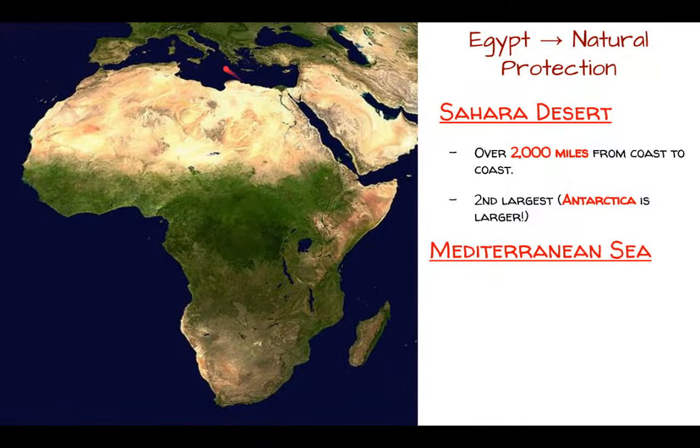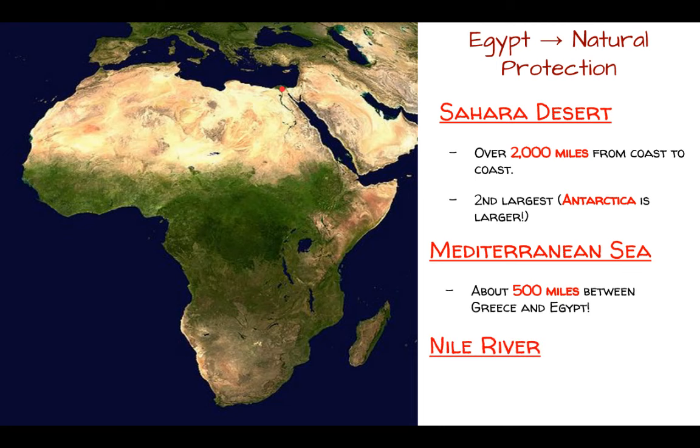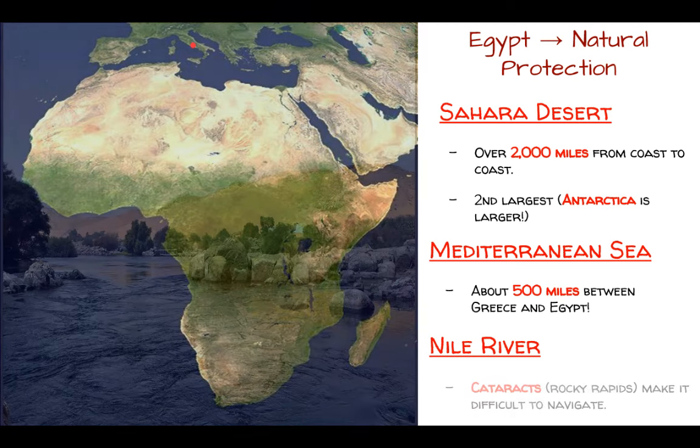The Mediterranean Sea to the north, right up here. It's about 500 miles from ancient Greece to sail across the Mediterranean Sea into northern Egypt. So again, a really good buffer between Egypt and Greece, and eventually Rome up here in Italy. And then we have the Nile River.